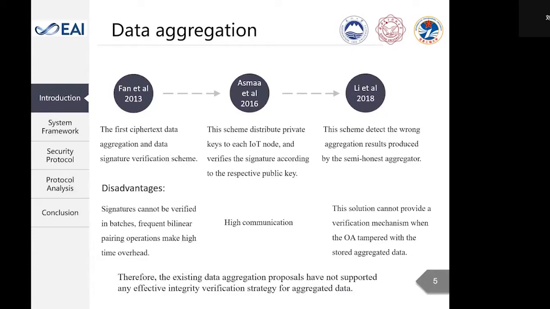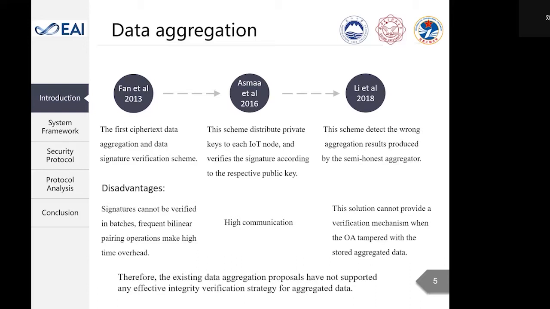There are related works. The first is data aggregation. Fan et al. proposed the first ciphertext data aggregation and data security verification scheme. But this scheme has disadvantages: signatures cannot be verified in batches, and frequent bilinear pairing operations make high time overhead.